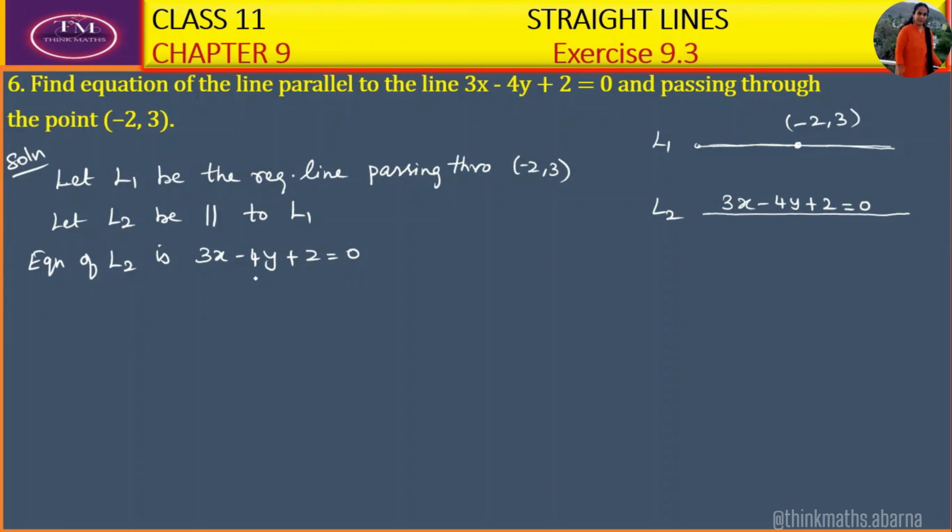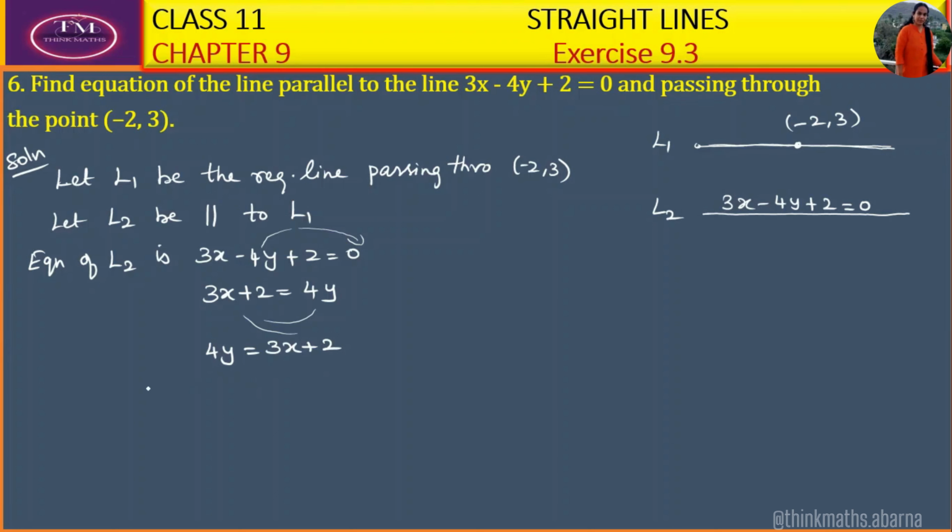For this, we have to keep the y term on one side. Here the y term is negative, so we can take it to the RHS. This will become 3x plus 2 here, and minus 4y, when it goes to RHS, will become plus 4y. Now just interchange. I am not changing any values, just the sides. So 4y equal to 3x plus 2.